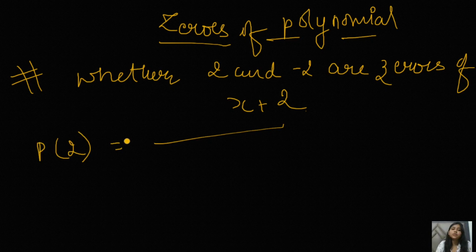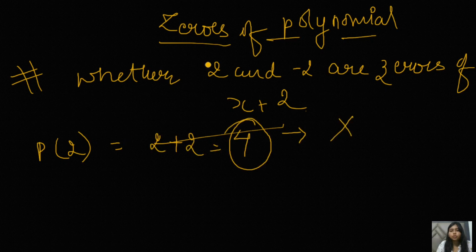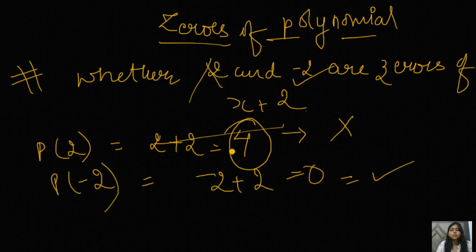If the value is not 0, then it is not the zero of the polynomial. Like here, we put the value of 2 and we'll find out that the expression's value comes out to be 4. So no, 2 is not the zero of the polynomial. Then we'll put the value of x equal to minus 2. Then we'll get 0. It means yes, minus 2 is the zero of the polynomial. So these are the types of questions you will witness in the zeros of polynomial.